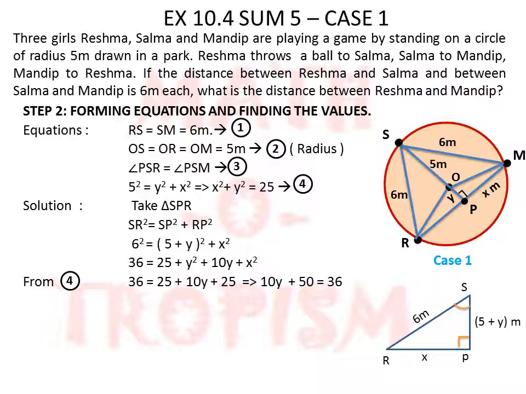So that comes to 10y plus 50 is equal to 36. So since 10y plus 50 is 36, I get 10y is 36 minus 50, which is minus 14. So y is minus 1.4. So why did it come as a negative? It shows us that actually the P point should be in between O and S, not beyond OS.